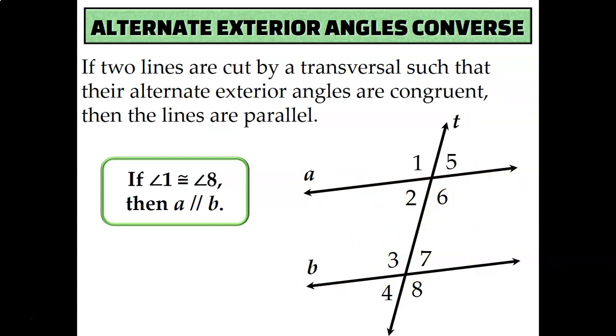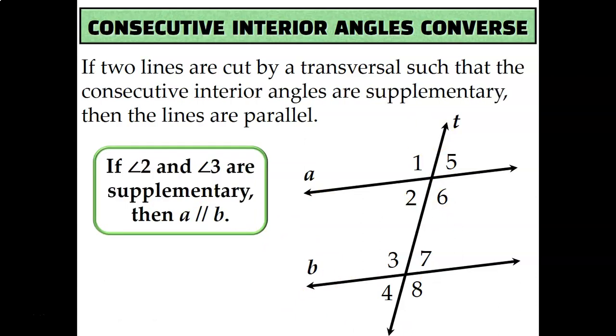Alternate exterior angles converse is the same idea, except with alternate exterior. Alternate still means that they're on opposite sides of the transversal, but exterior means that they're on the outside of the two lines that we're proving are parallel. So angle 1 and angle 8 are alternate exterior, and so are angle 4 and angle 5. So if you knew that either of those pairs of angles were congruent, then you would be able to say that A was parallel to B.